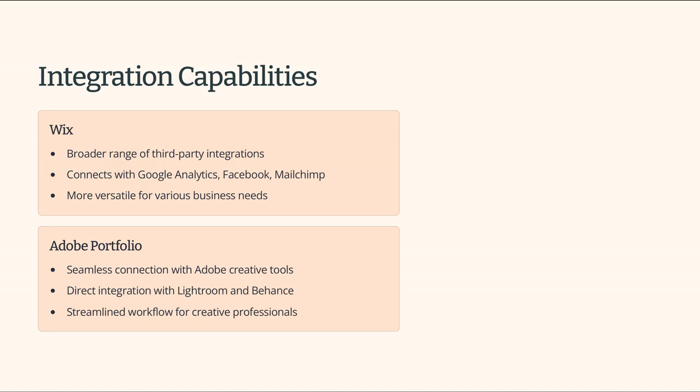In terms of integrations, Wix has a broader range, offering connections with popular platforms like Google Analytics, Facebook, and MailChimp. Adobe Portfolio, while not offering as many integrations, seamlessly connects with Adobe's creative tools such as Lightroom and Behance, providing a more streamlined workflow for creative professionals.